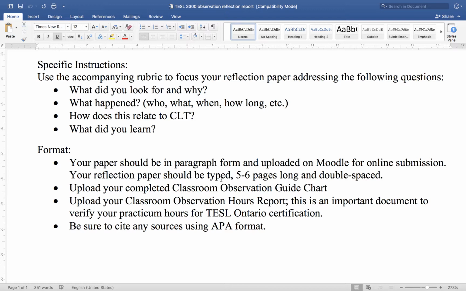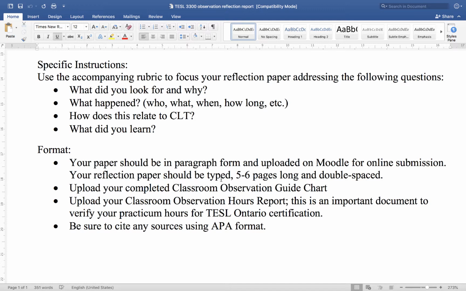Your reflection paper should be typed, 5 to 6 pages long and double-spaced. If your paper is slightly longer, that wouldn't be a problem. However, if it's considerably longer, then that will pose a problem because I'm also hoping to have equity between the students, and that's why we have these types of restrictions.